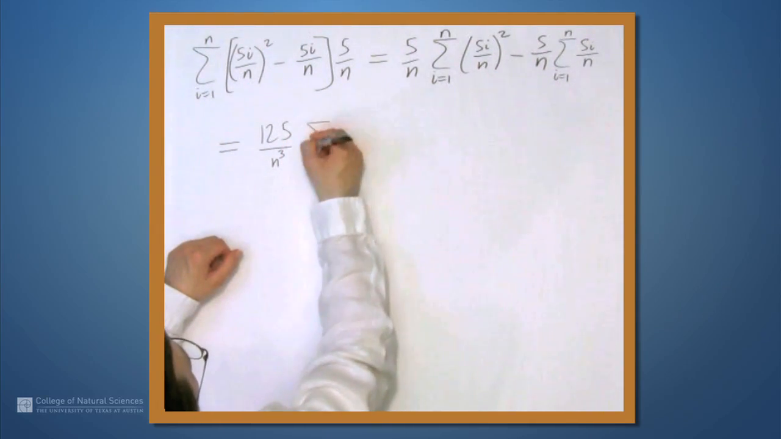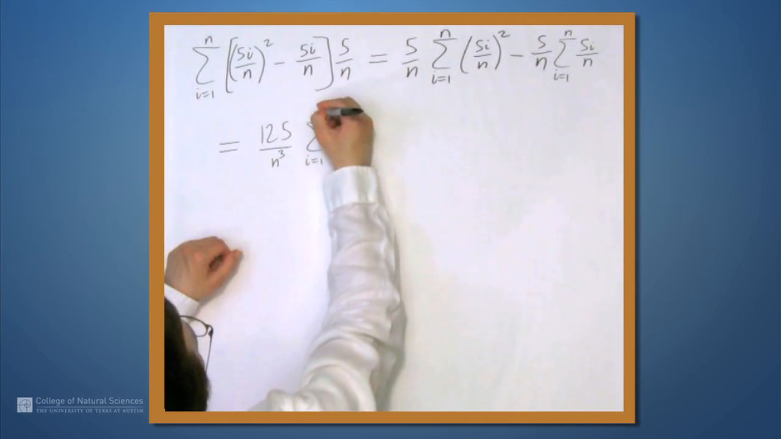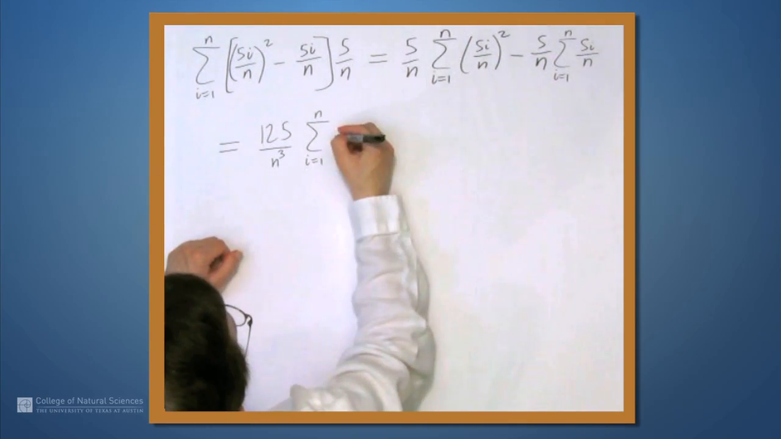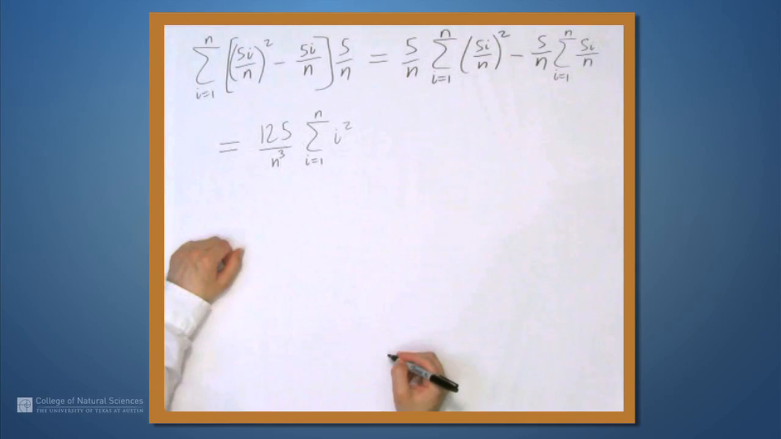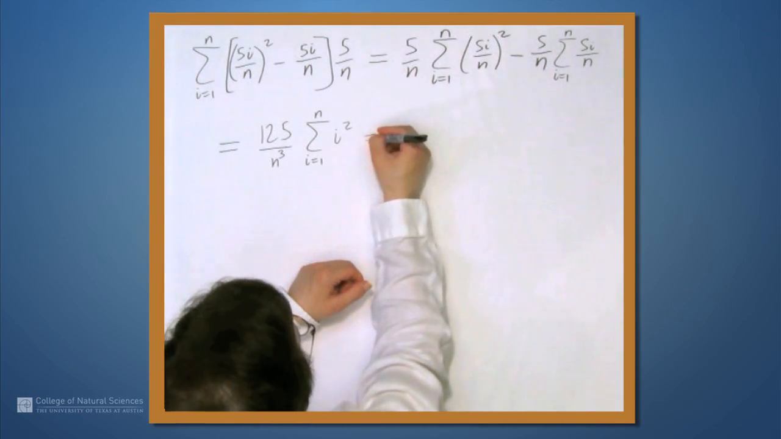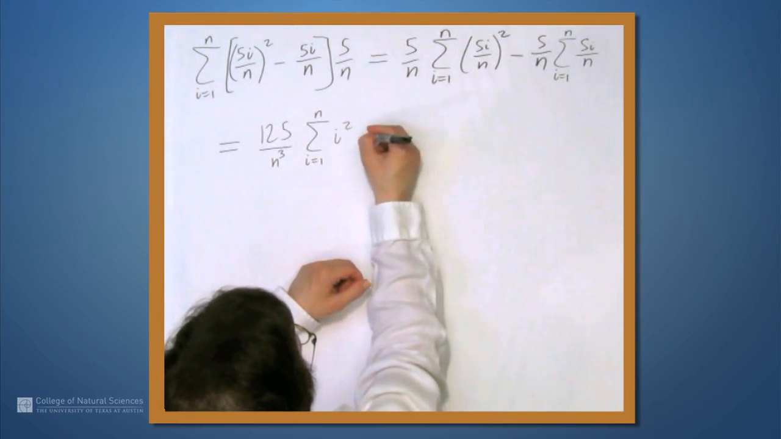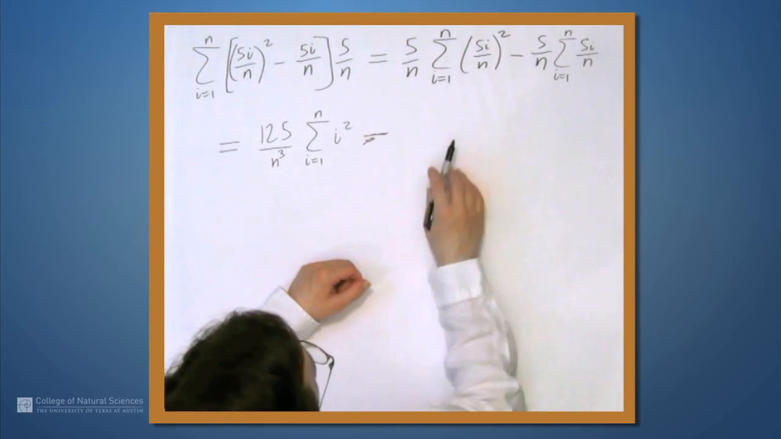Now, what are we left with inside? Sum from i equals 1 to n. All we have is i squared. Let's do something very similar. Oh, this should be a minus. Let's do something very similar with this.